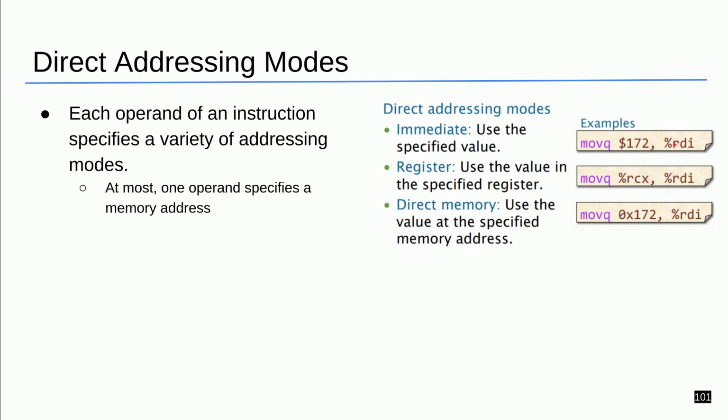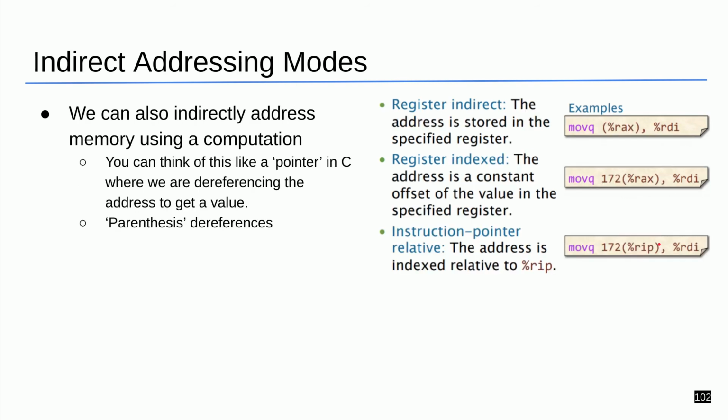Here are some examples where I use this specified value here, 172, and I move it into a register. Or maybe another register has a value, and I move it to another register. Or again, directly specify the memory address. Remember how we talked about how things start with hexadecimal values? So 0x172, whatever this memory address is, move it into this register, okay? And that memory address stores something.